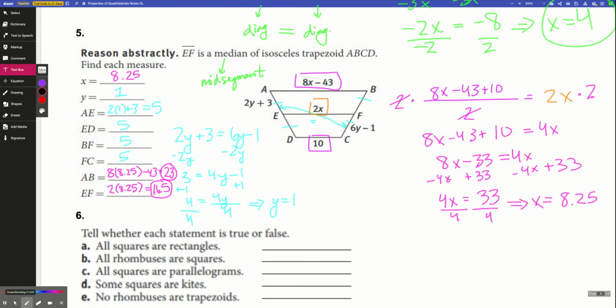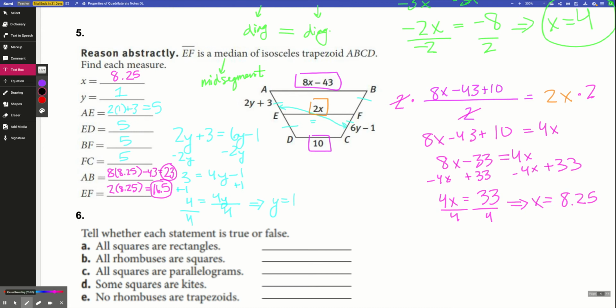So to solve for x, that's over there on the right-hand side of your screen. Just so that I didn't have to deal with the extra divided by 2, the fraction there, I decided to get rid of that first. So I multiplied by 2 on both sides. So I ended up with 8x minus 43 plus 10 equals 4x. And then I combined my like terms. So I have 8x minus 33 equals 4x. And then I subtracted 4x from both sides and added 33 to move that 33 over to the right-hand side and move the 4x to the left-hand side. So you end up with 4x equals 33, divide by 4, and I got x equals 8.25.